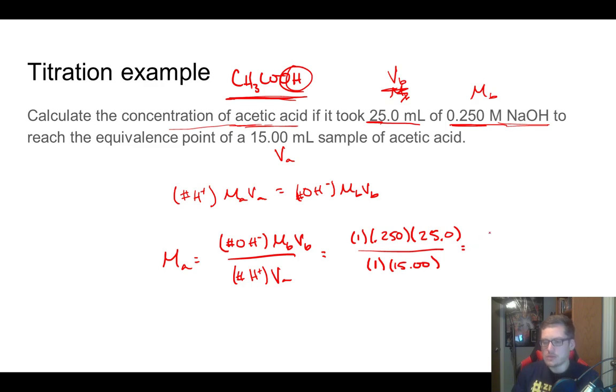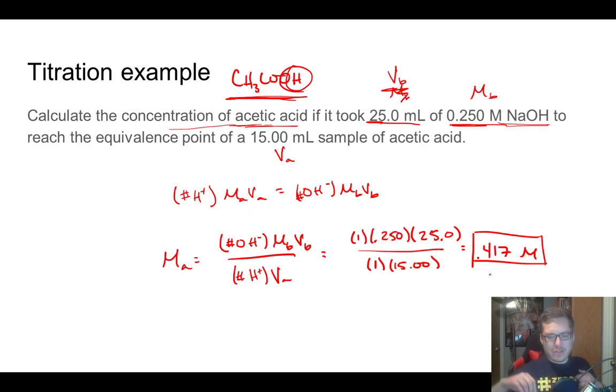All we have to do now is take 0.25 times 25 divided by 15, and we get 0.41666666666667. We want 3 sig figs, so it would be 0.417 molar acetic acid. So that was the concentration of our acid that we started with. And that's about it for titration math.